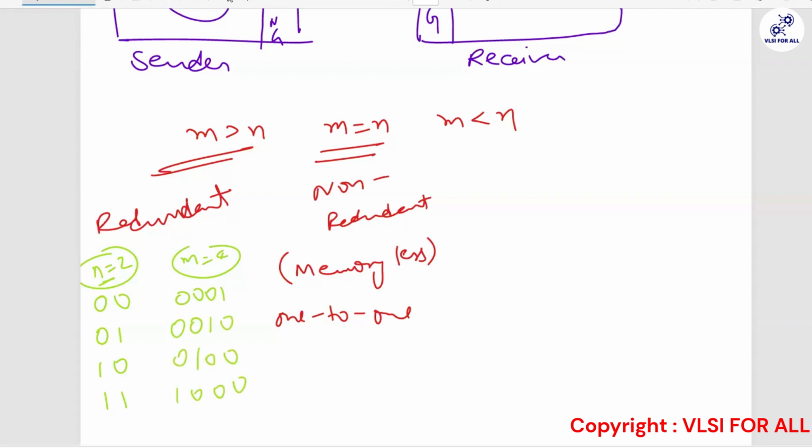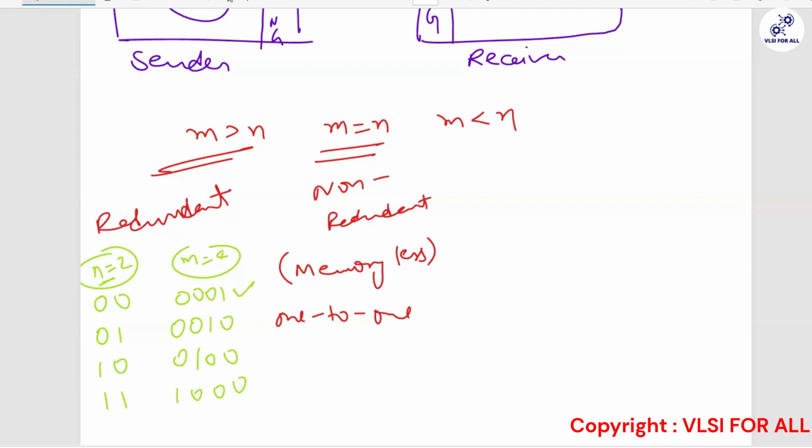So this is one example of redundant. But you need to remember these things, right? 00 should be mapped to 0001. 00 means the first bit should be high. Okay, and if you see the subsequent bits, if you compare this bit with any of the other bits, only one bit is getting changed. So there is less switching activity, only 2 bits are getting changed.